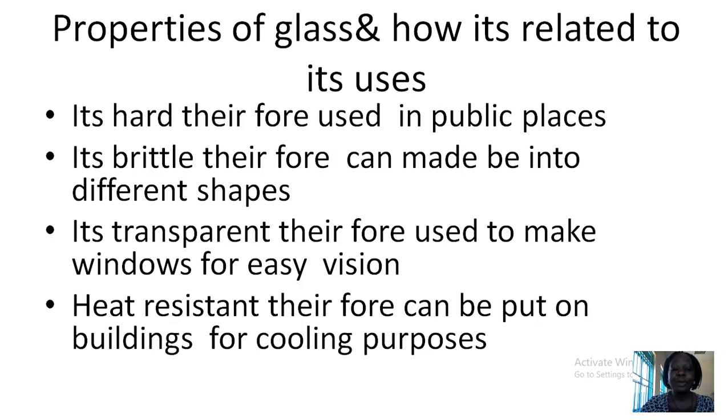Then it is transparent, therefore used to make windows for easy vision. Even if I want to take juice and I want to see the color of the juice, I can decide to use glass. Then it is heat resistant, therefore can be put on buildings for cooling purposes. I think you can see now most buildings in town, almost 3/4, are made of glass.